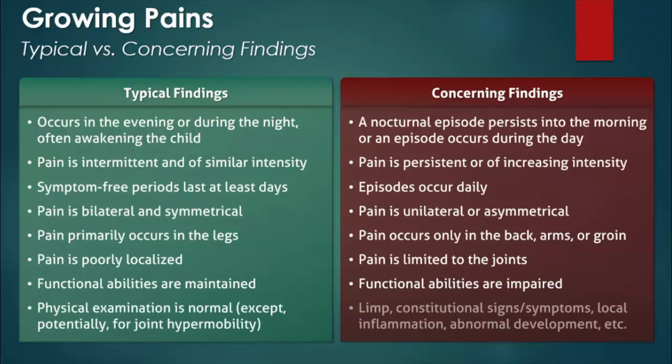With the exception of joint hypermobility, the physical examination should be completely normal. There should not be any evidence of systemic upset or specific pathology. As well, if investigative studies are performed, the results should be normal.